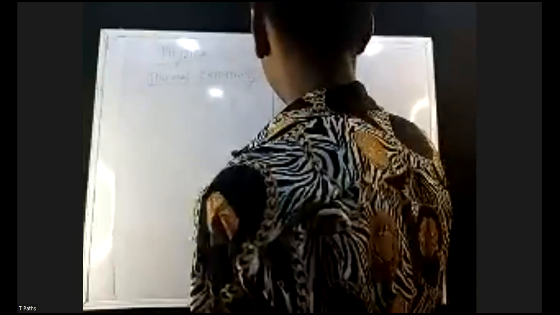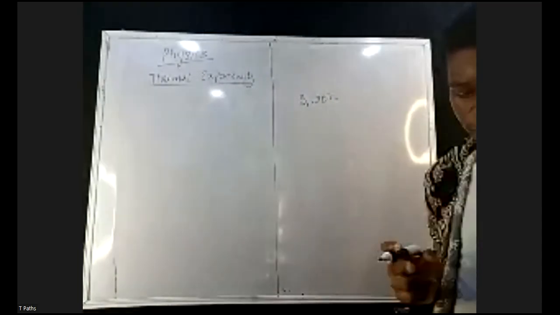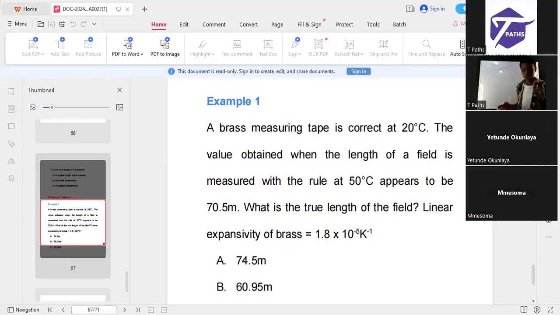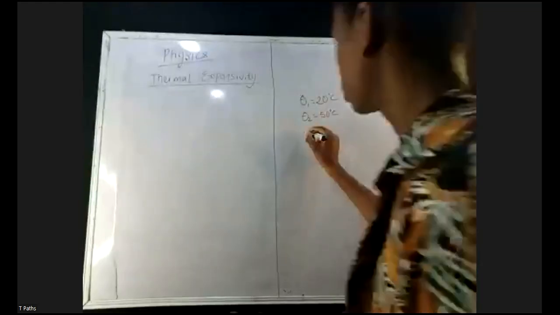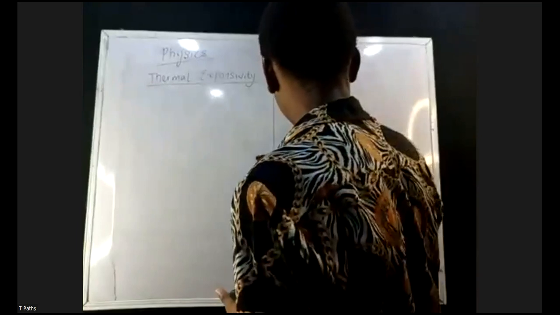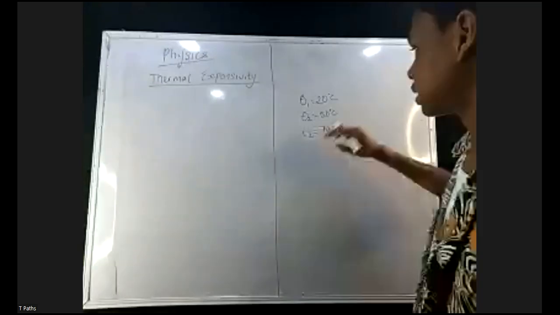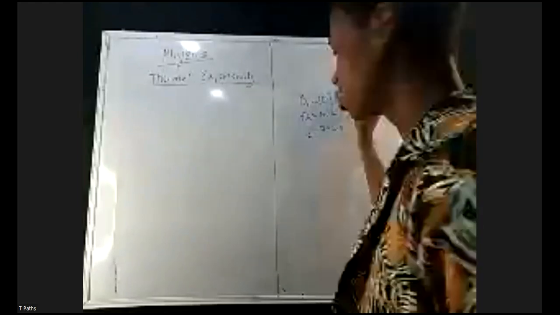In the last class I explained that I'm going to take that as my theta 1. So I move to the next one. The value obtained when the length of a field is measured with the meter rule at 50 degrees Celsius. So 50 degrees Celsius is my theta 2. It appears to be 70.5 meters. So when the field was measured at 50 degrees Celsius, the length of that field was 70.5 meters, which means the length I just measured is the length at theta 2. So this is L2, 70.5 meters. L2 is the length at theta 2, while L1 is the length at theta 1. So now I don't know what my L1 is, and that's what I'm asked to calculate in the question.